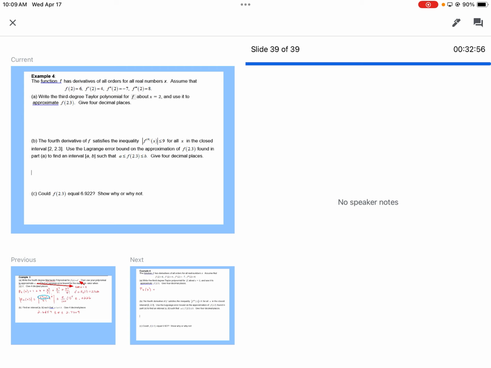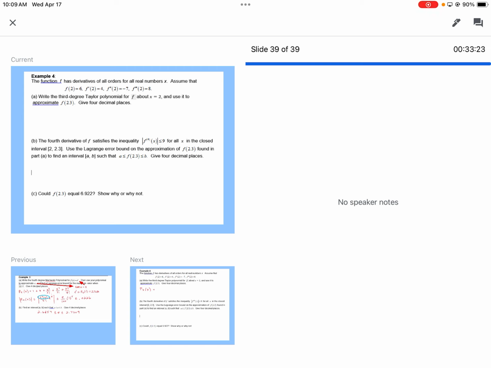All right. Oh, look, this is the fun kind where they give me all the information. They've given us derivatives. f of 2 equals 6, f prime of 2 equals 4, f double prime at 2 equals -7. Do we remember how to write our Taylor polynomials when we're given this information? Yes. This is: write the third degree Taylor polynomial for f about x equals 2. So we're centered at 2.